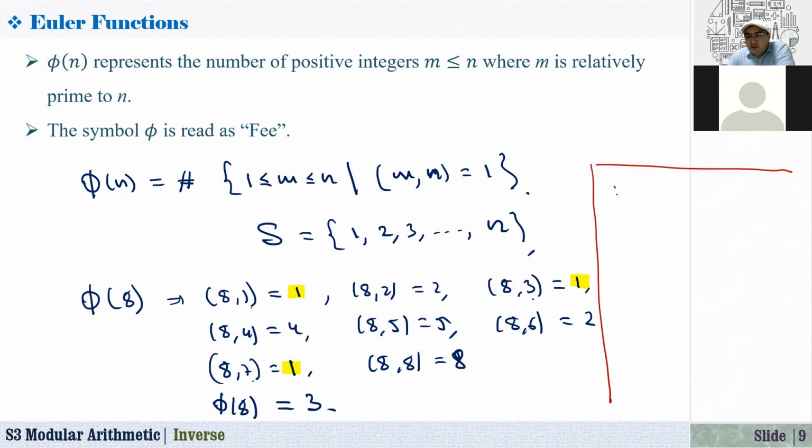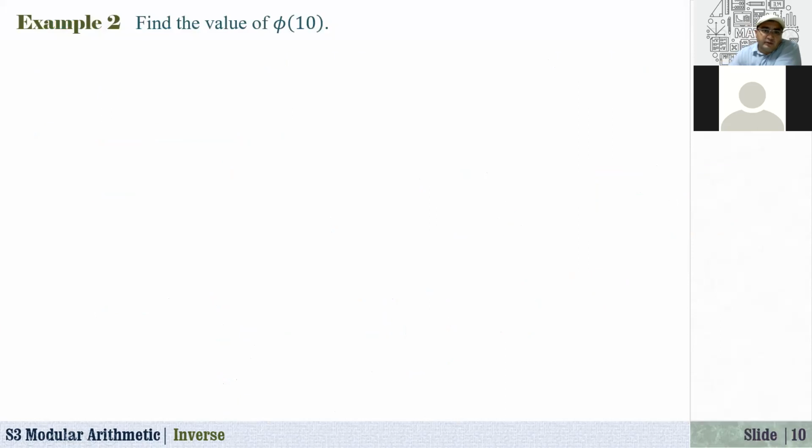So how about if n is a prime number? If n is a prime number, then this phi of n is always equal to n minus 1, right? Because all the numbers except for n are relatively prime to this number. For example, phi of 5 is equal to 4. Why? All the numbers 1 and 2 and 3 and 4 are relatively prime to 5 because 5 is a prime number. If it is not prime, then we have different methods, so we will take it as a theorem.